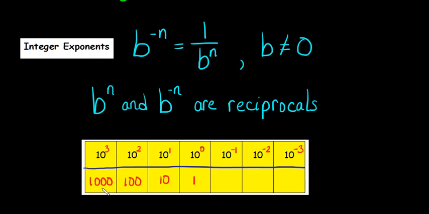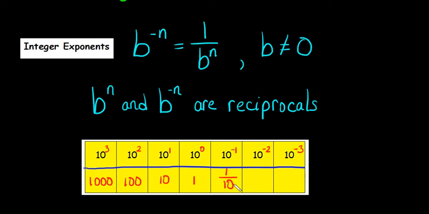Do you see that? 1,000 divided by 10 is 100. We're decreasing the powers. 10 divided by 10 is 1. So what we're doing is dividing by 10. So if we keep that up, then 1 divided by 10 is 1/10. So 10 to the negative 1 power is 1 over 10, which you could say 10 to the first if you wanted to see it that way.